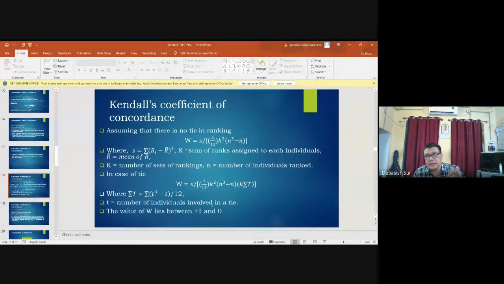So this W, that means Kendall's coefficient of concordance, varies between +1 and 0. That means the maximum value of Kendall's coefficient of concordance is +1 and the minimum value is 0. It varies between +1 and 0. That means it cannot be negative.